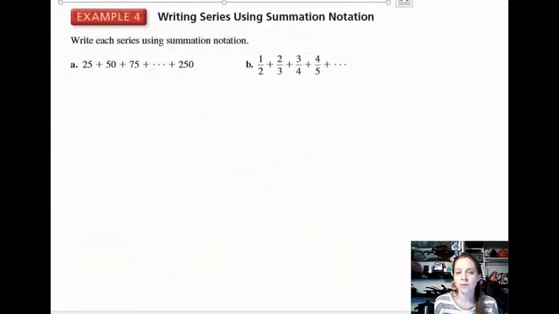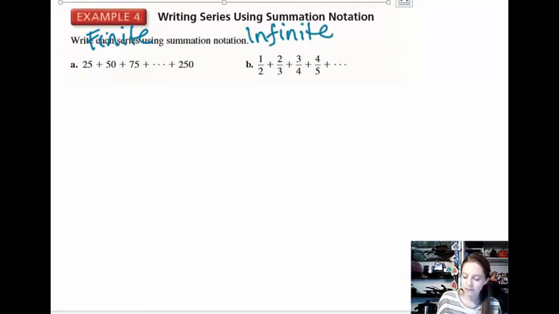In example 4, we're going to write series using summation notation. Right, the directions are write each series using summation notation. A is a finite series. You see it has an ending point. So I'll label that this is finite. And to compare it to B, which is an infinite series, because it just ends with dot, dot, dot. So it keeps going. Okay.